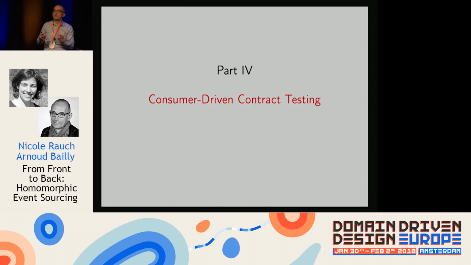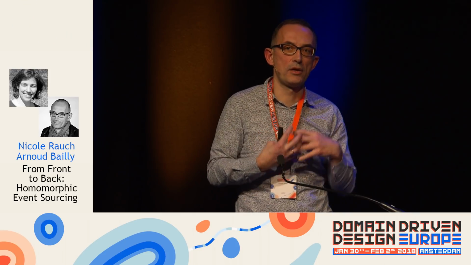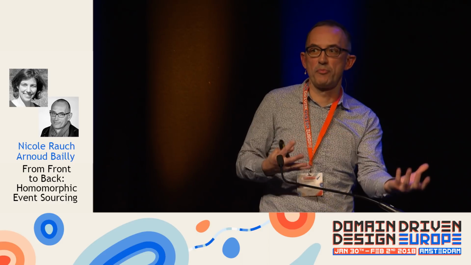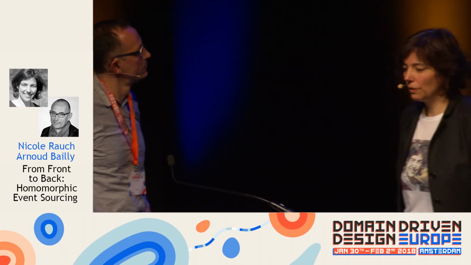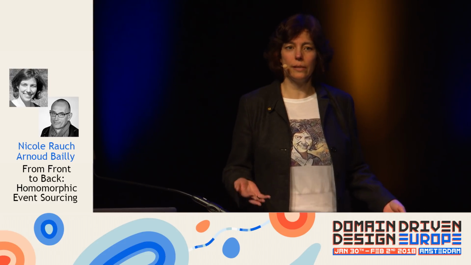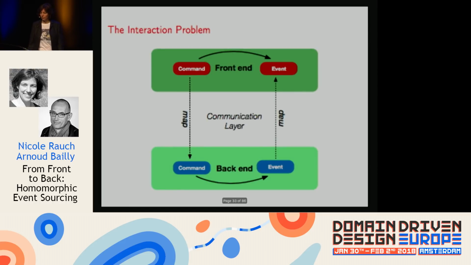And now that we have this model definition, the idea is, how do we use it to make sure that when we have different parts of the system, like a front end and a back end, they talk to each other properly? First, what's the problem? We want to test that the front end and the back end play nicely together, whatever that means. So there needs to be some definition. Maybe it's implicit, but maybe it's better to make it explicit.